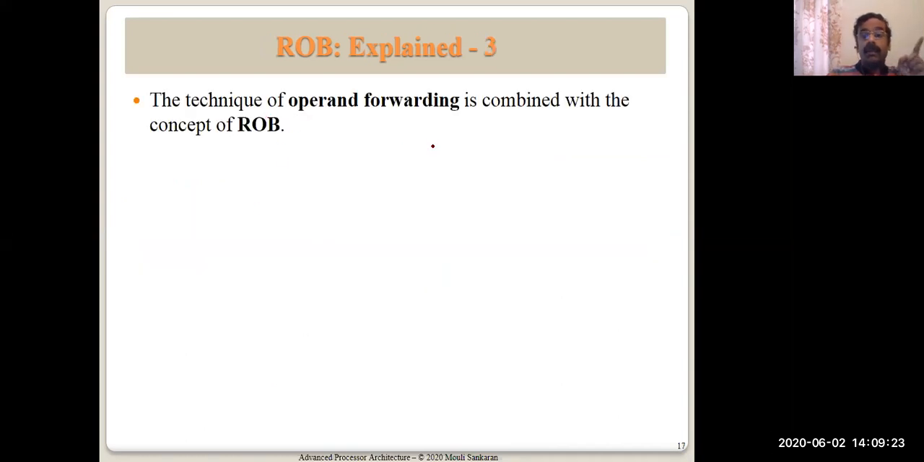The technique of operand forwarding is combined with the concept of the ROB. I told you that in scoreboarding there is no forwarding. If you think it is similar to operand forwarding, which was in the pipeline, there what was happening? The intermediate result, before going into the register set, was in the pipeline register. Now instead of going into the pipeline register, they are in the ROB.